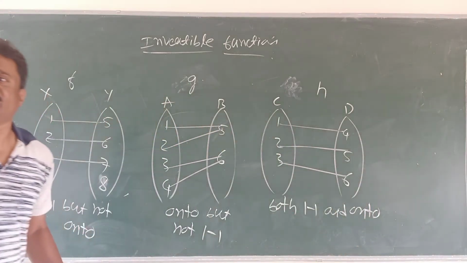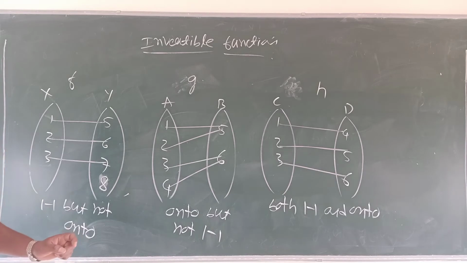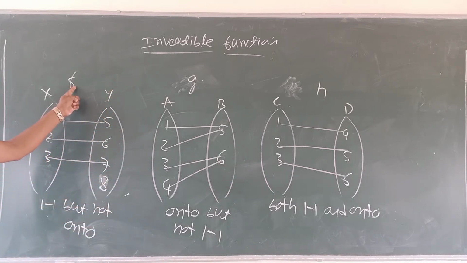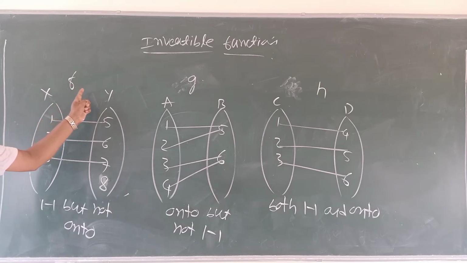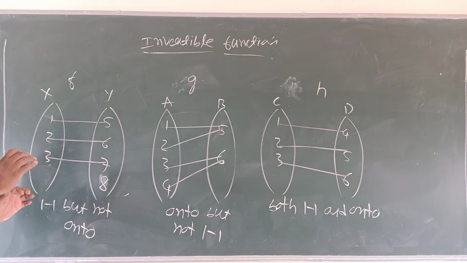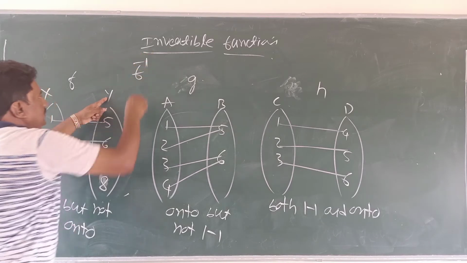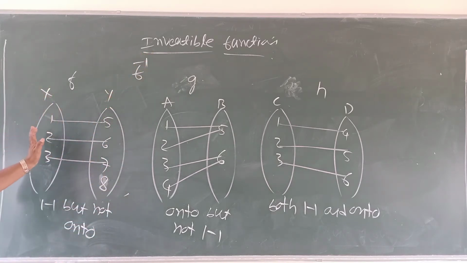Now try to understand this concept. Carefully observe, students. I explain neatly and slowly. Invertible function. F is a function. Inverse of F means reverse of F. Inverting means reversing. F is a function from X to Y. F inverse is a function from Y to X. A reversed function is called an invertible function.